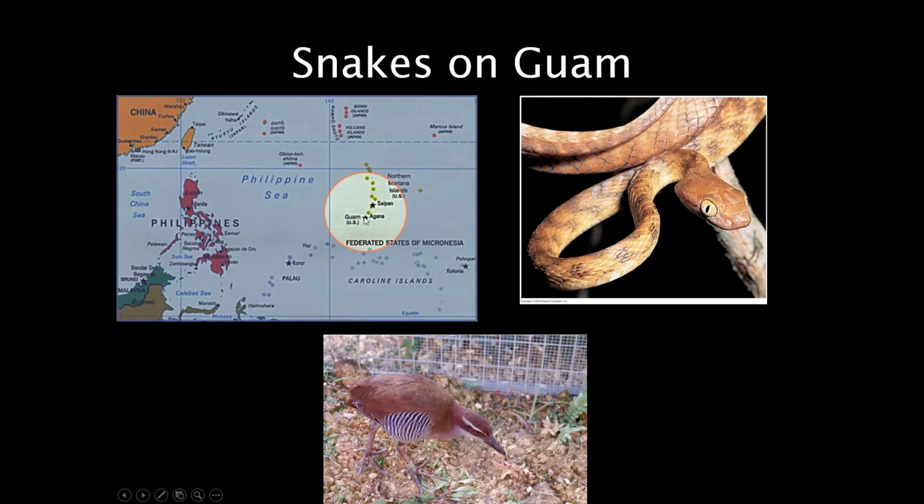Snakes in Guam. So Guam is an island out in the Pacific Ocean. We have a military base there. On one of the shipments to the military base, some of these snakes snuck onto either the plane or the ship that was going out there, and they got onto the island.